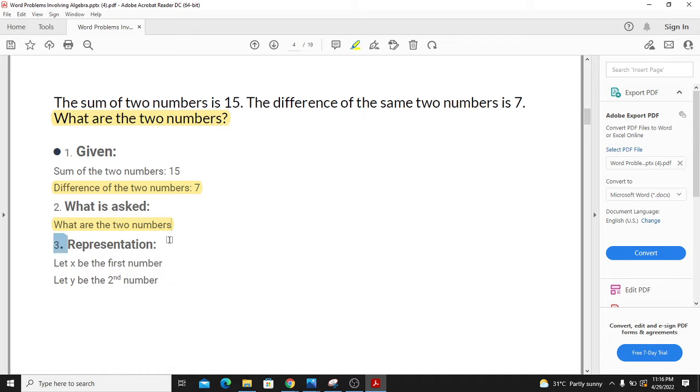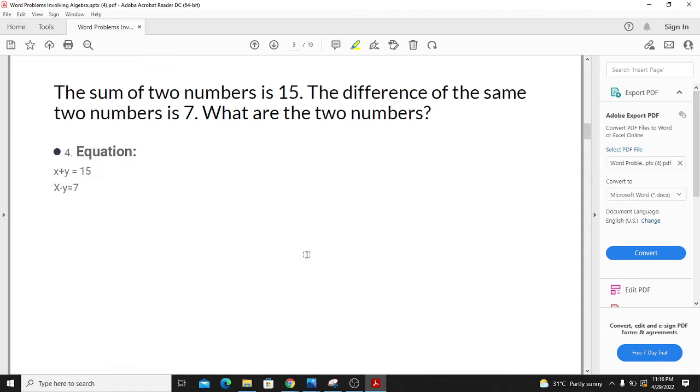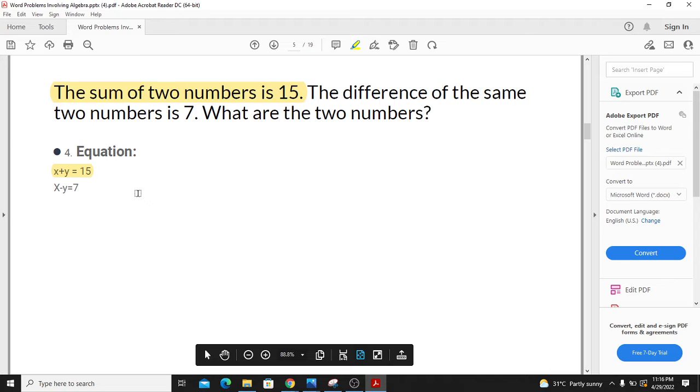So we will now represent. It's up to you, but I will be using two variables today with this problem. So I will now let x be the first number and let y be the second number. Okay? So the next one, since we now represent the first and second number, we will now create an equation. So we have here the sum of two numbers is 15. When we say sum, very basic, it is the result when adding two numbers. So the first equation will be x plus y is equal to 15.